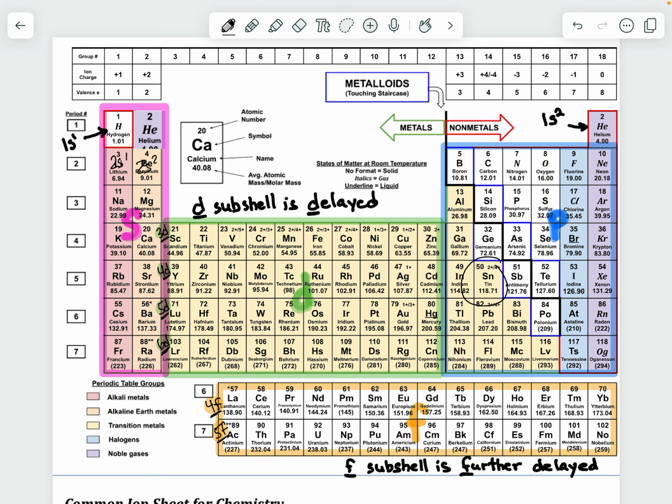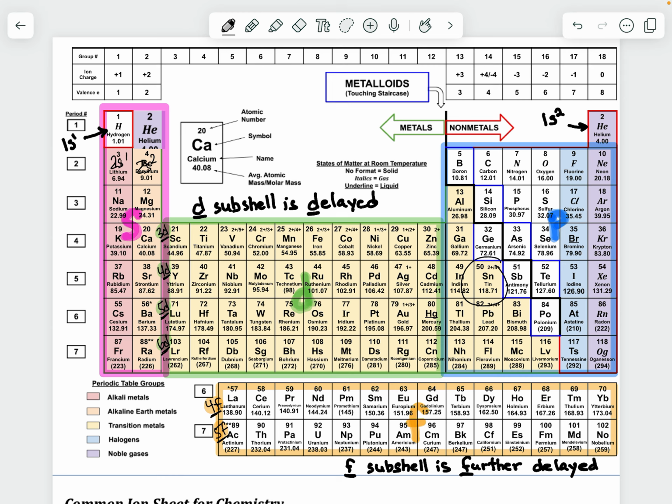Then I enter this block over here, this blue block. These are my P's. And notice I can fit up to 1, 2, 3, 4, 5, 6 electrons in the P subshell. And so what I can do is I can say, oh, okay, well, I'm just going to write everything in order in which I pass it, right?